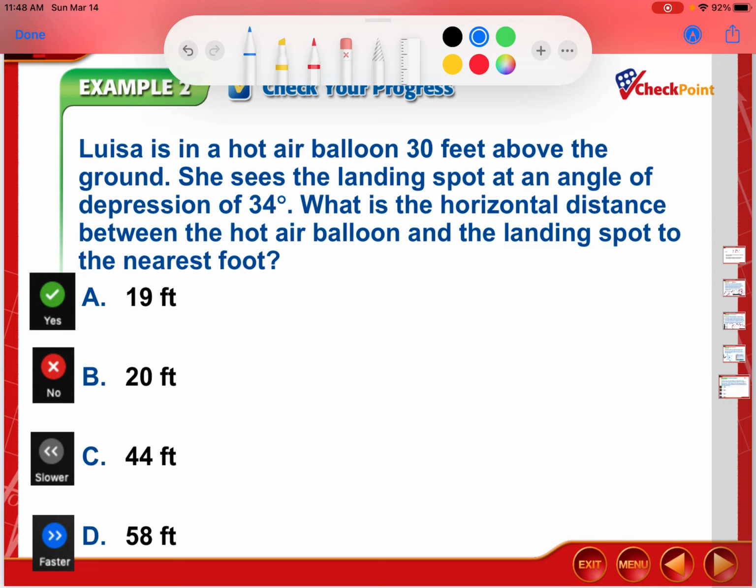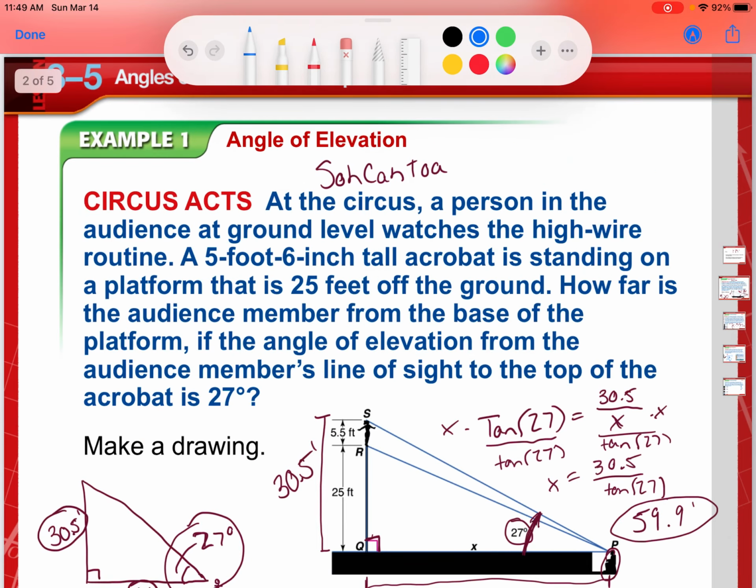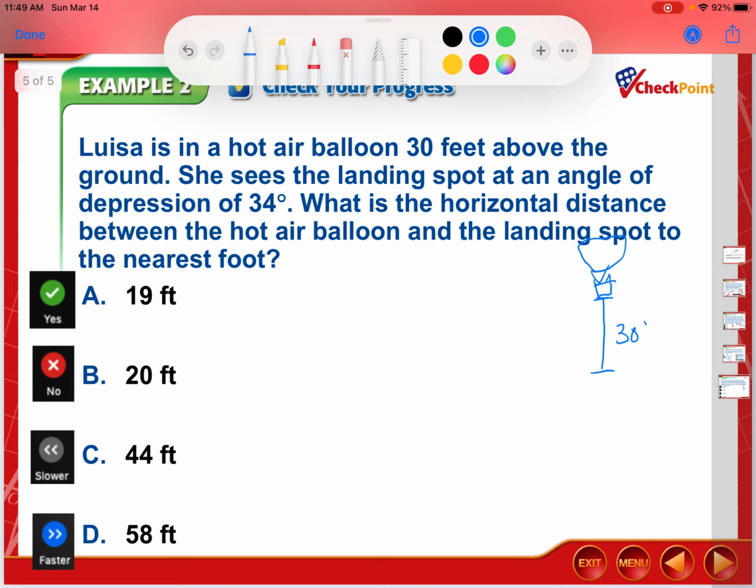Same deal. All right. Now, Luisa is in a hot air balloon 30 feet above the ground. She sees a landing spot. Well, I guess I should draw this. 30 feet up. We got our little hot air balloon. We're just going to say that's our hot air balloon. We're happy with it. She sees a landing spot at an angle of depression of 34 degrees.